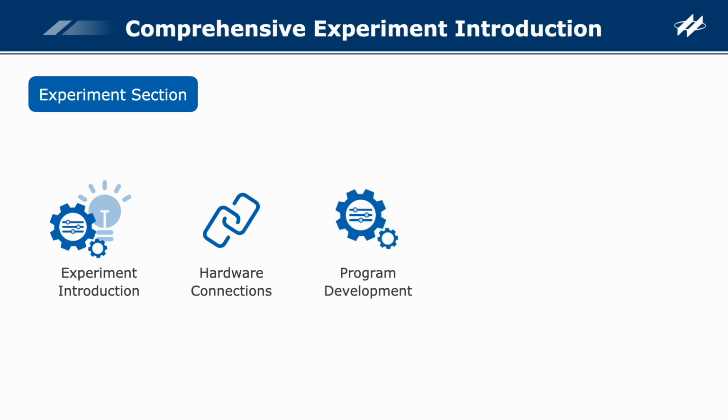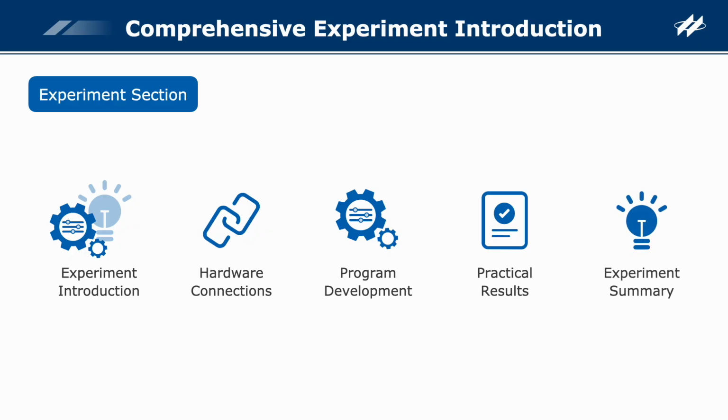Program development. Determine the programming logic and algorithms for the software based on the experimental objectives and hardware circuit design. Practical results. Check whether various functions can be implemented as expected. Experiment summary. Consolidate and review the relevant knowledge points covered in the experiment. The experiment objectives are as follows.